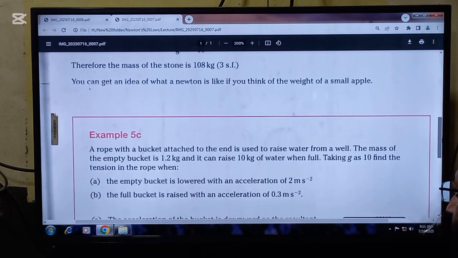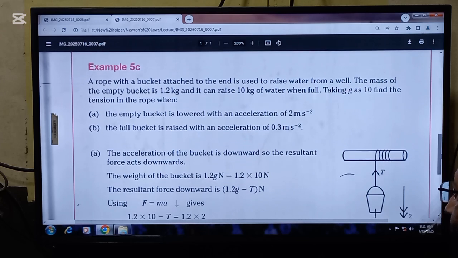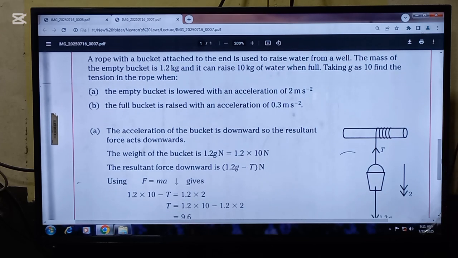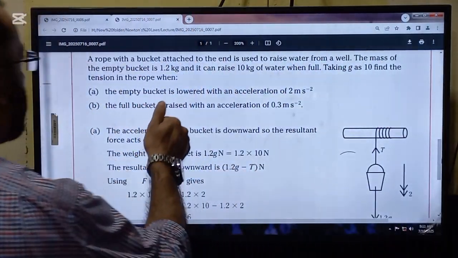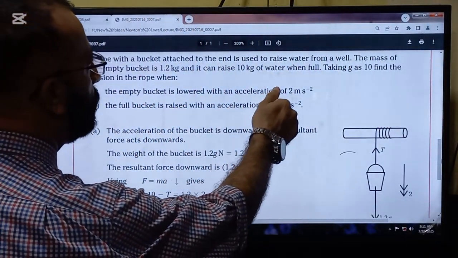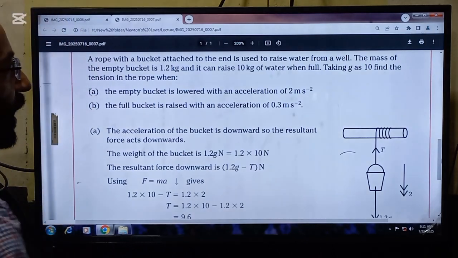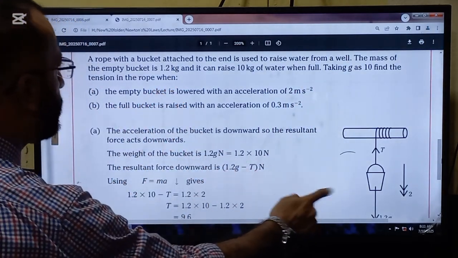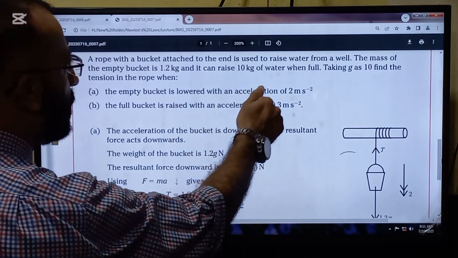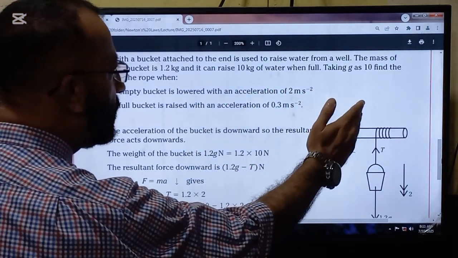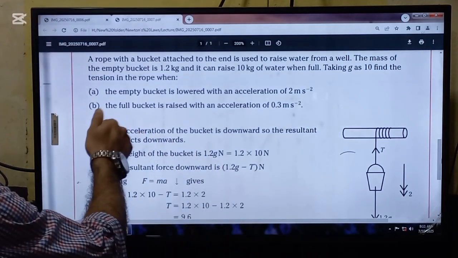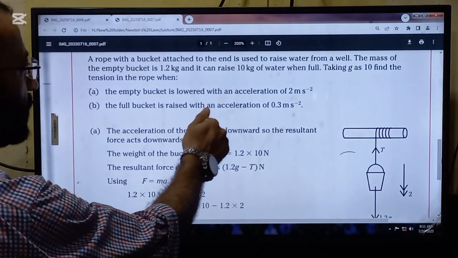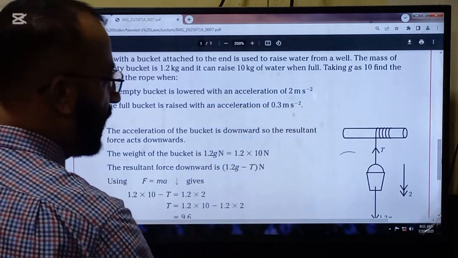Okay, moving further, here is a question that will make your concepts more clear on how to solve the questions. So look now, a rope with a bucket attached to the end is used to raise water from a well. The mass of the empty bucket is 1.2 kg and it can hold 10 kg of water when full. Taking g as 10, find the tension in the rope when part A, the empty bucket, is lowered with an acceleration of 2 meters per second squared.